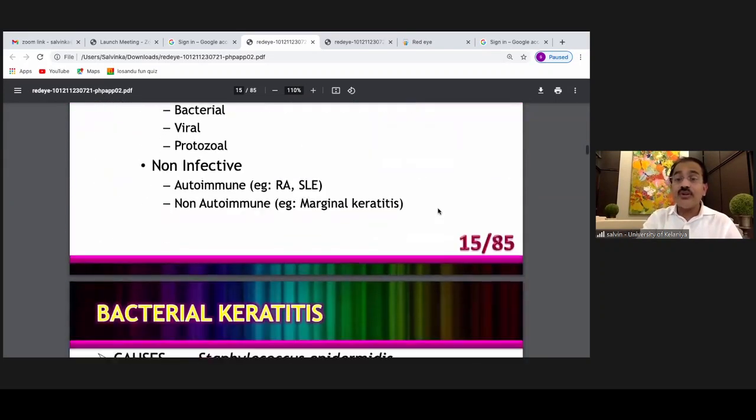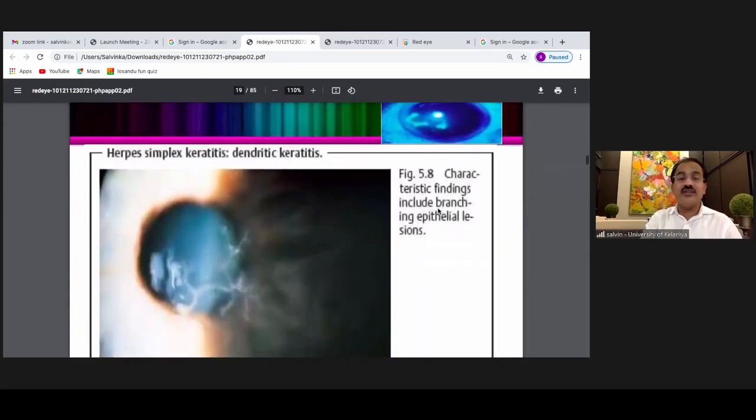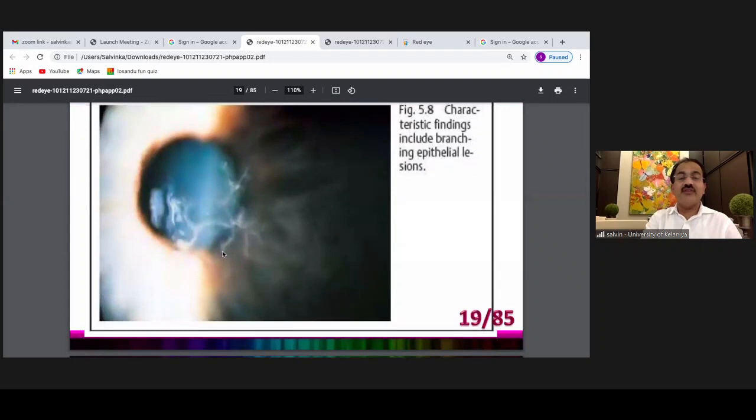This is very important in something like dendritic ulcers. Look at this. What is this? Anyone? What do you think this is?